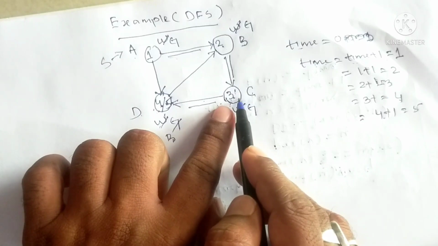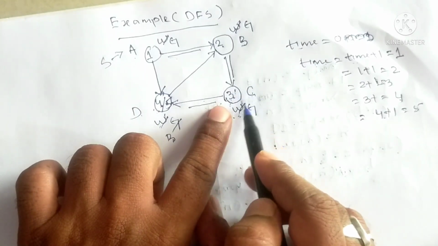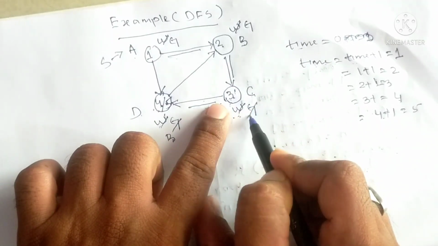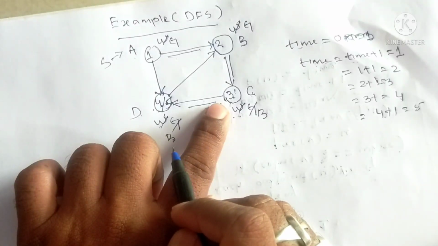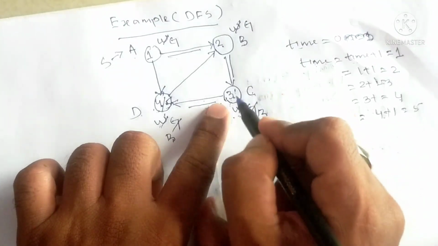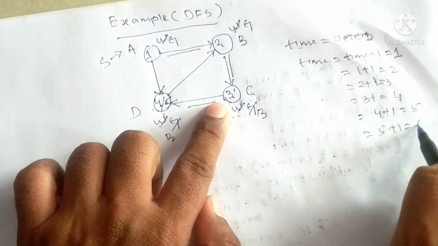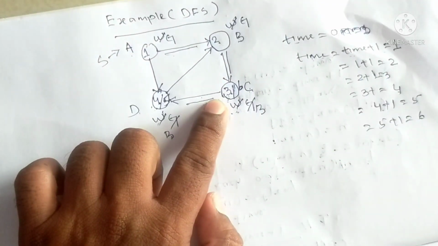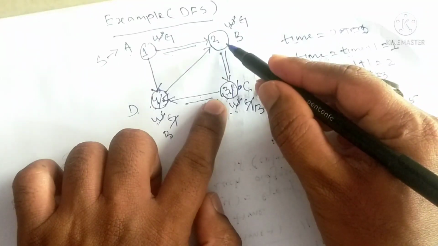We search for any white adjacent vertex. There is no white adjacent vertex in C. So that's why we change the color to black and assign the final timestamp. What is the final timestamp? The previous value plus 1, 5 plus 1 becomes 6. So here we write 3/6. Once you assign the final timestamp, you return to B.